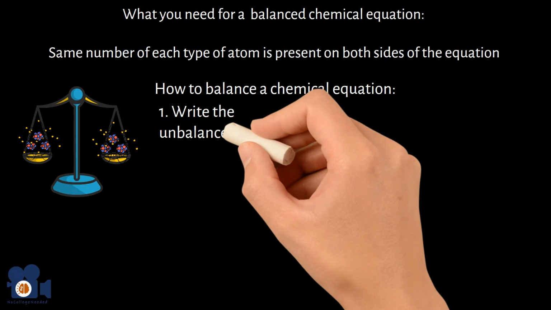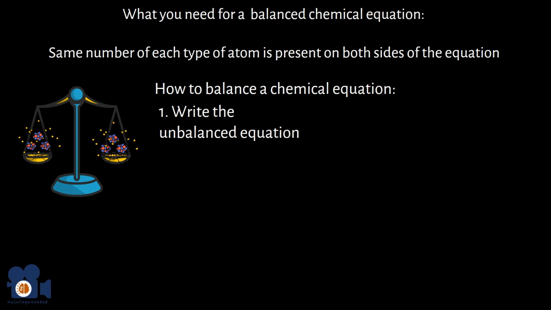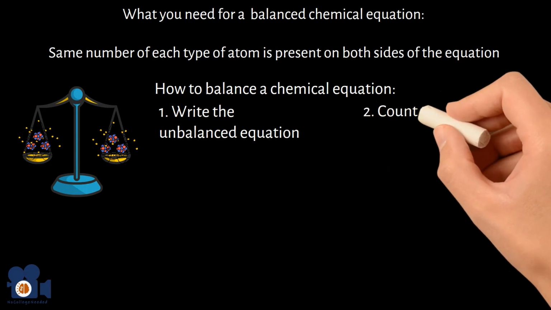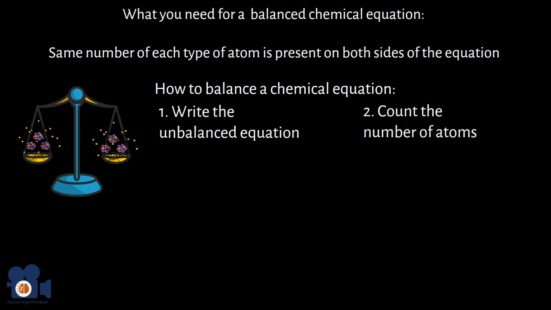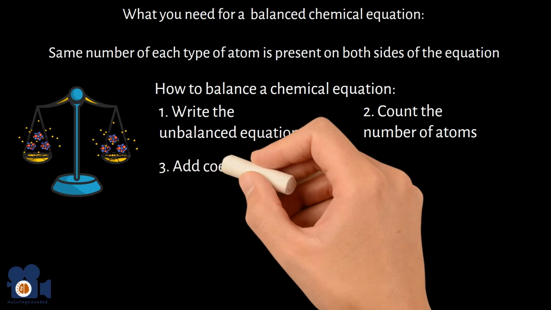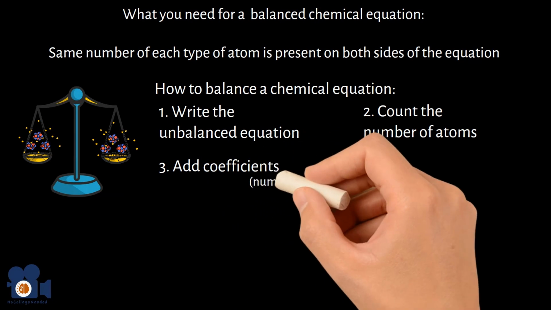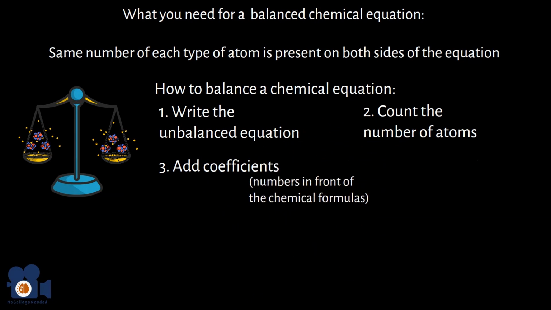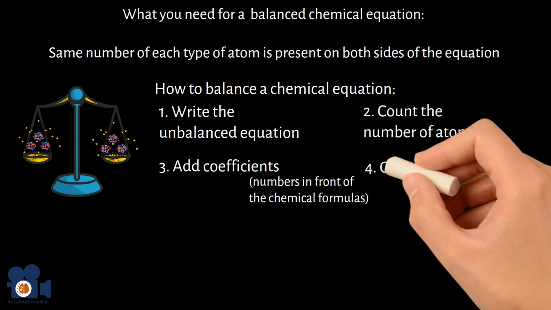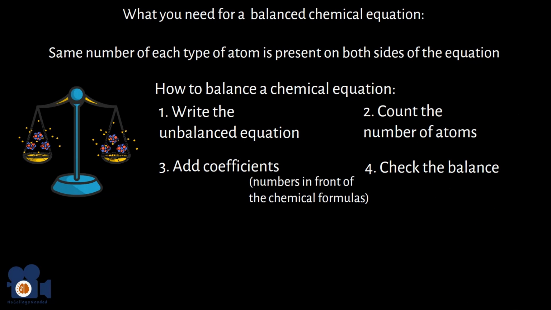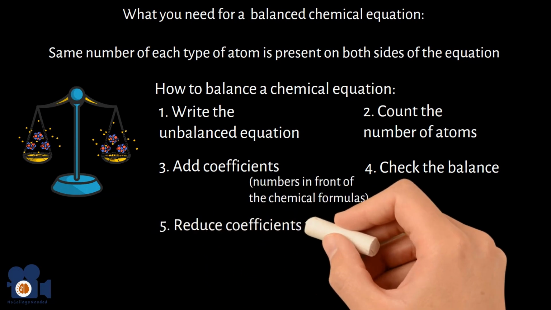1. Write the unbalanced equation. Start by writing the chemical equation with the correct chemical formulas for the reactants and products. 2. Count the number of atoms. Count the number of atoms of each element on both sides of the equation. 3. Add coefficients. Place coefficients in front of the chemical formulas to balance the number of atoms of each element on both sides of the equation. 4. Check the balance. Make sure that the number of atoms of each element is the same on both sides of the equation.